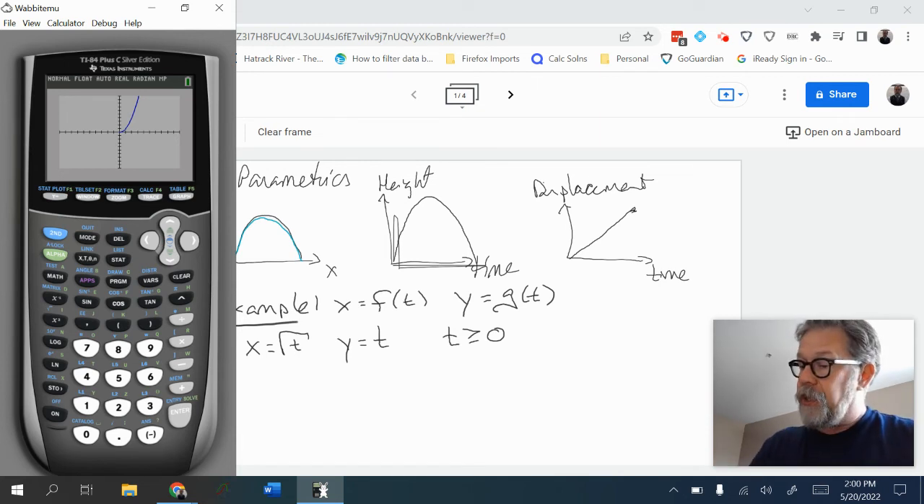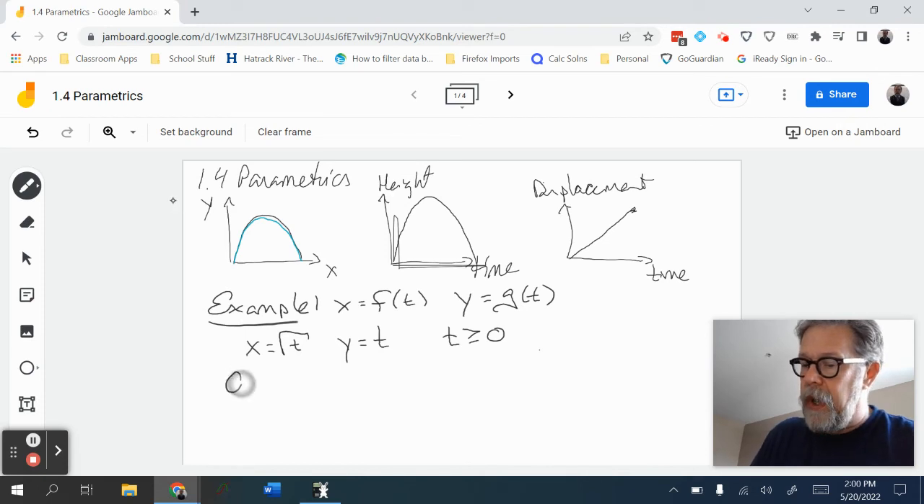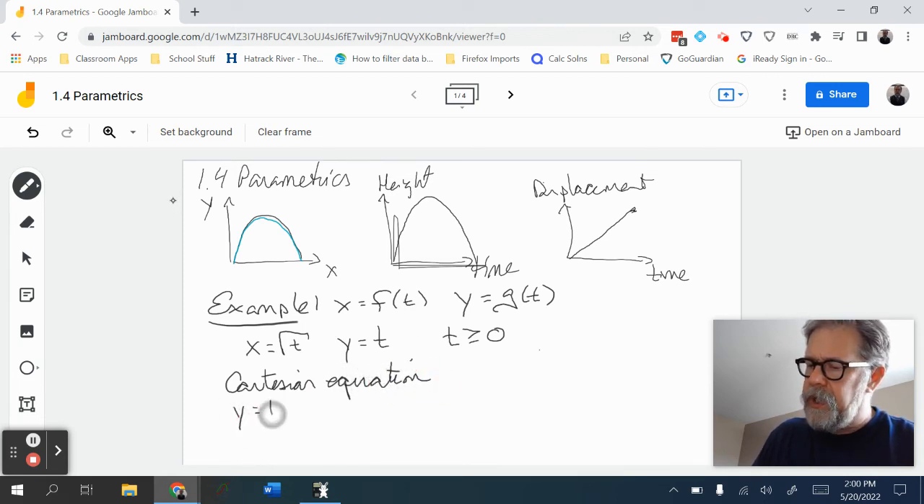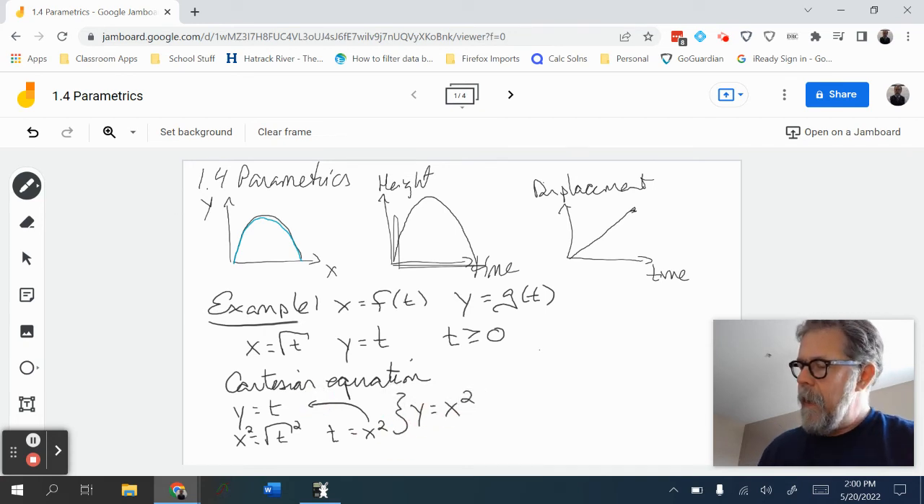So let's go back and see if we could turn this into a Cartesian equation. And we know that y is equal to t. We know that x is equal to the square root of t. I'm going to square both sides of the x equation, which means that t is equal to x squared. And substituting, what we see is that y is equal to x squared. And of course, we had defined t as being greater than or equal to 0.